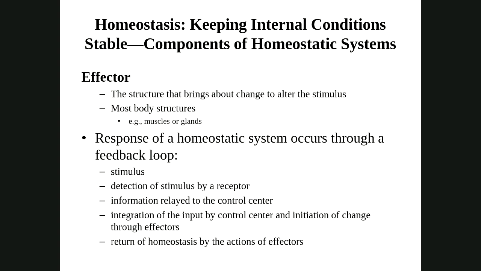Now, again, the effector is what's going to do the change, what alters in order to change the situation and bring back homeostasis. Okay, so it's a very simple loop. We have a stimulus, we detect it with the receptor, send the info to the control center, which integrates the information and determines the response. So it initiates the change in the effectors, and homeostasis is maintained through changing those effectors.